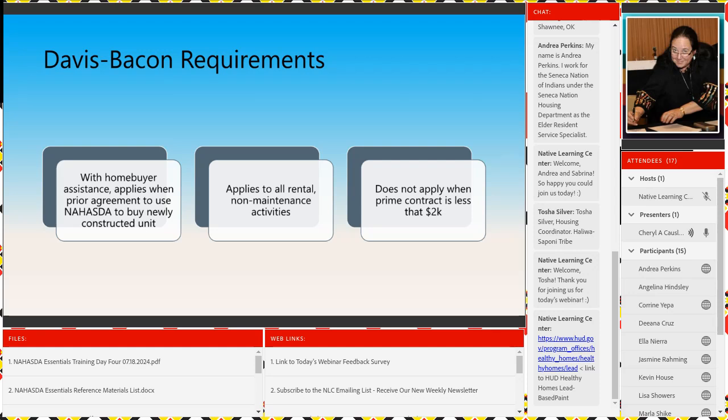It applies to all rental and non-maintenance activities. It does not apply when the contract is less than $2,000. Most of our contracts are over $2,000 in this day and age. It also does not apply if it's your guys doing the work. Okay.